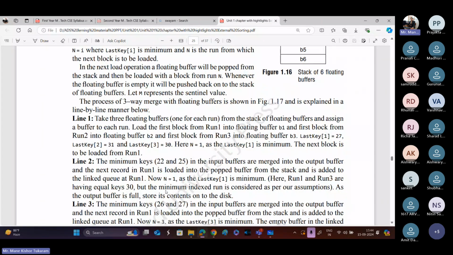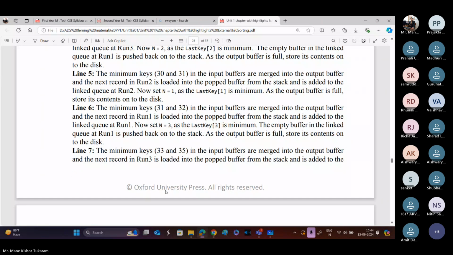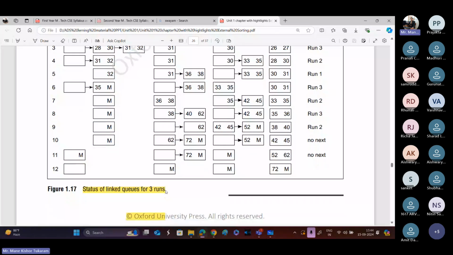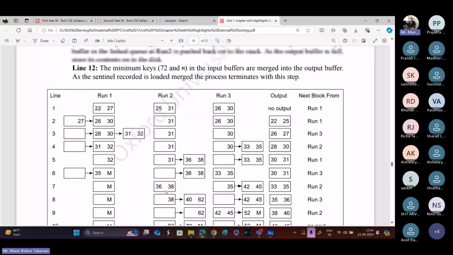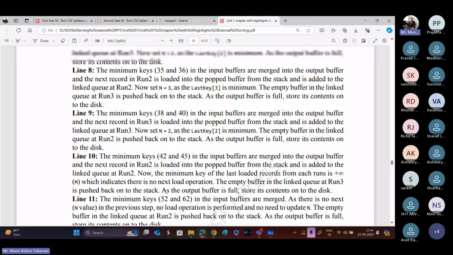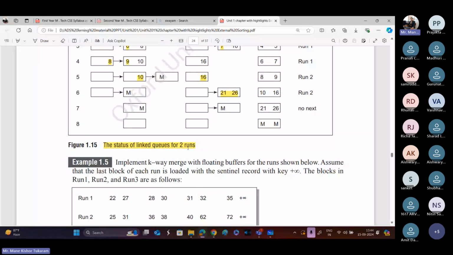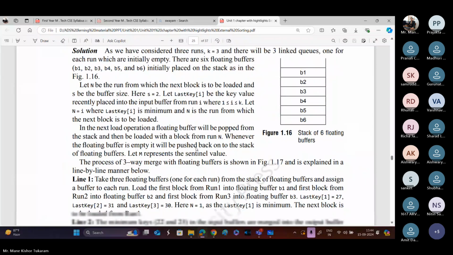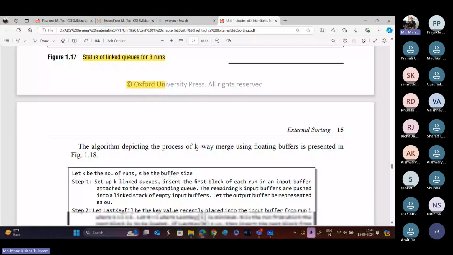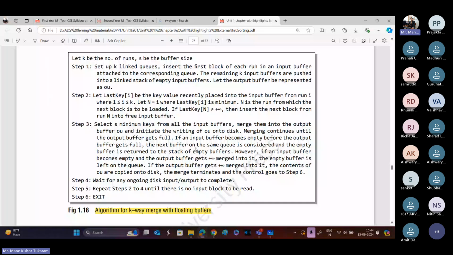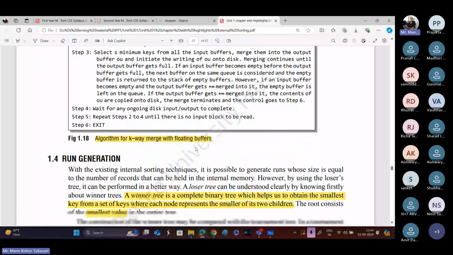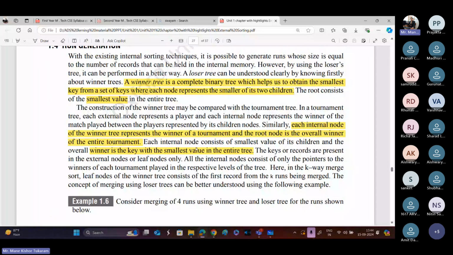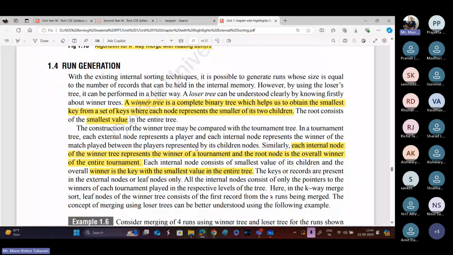The next one, so this is again the same example with 3 runs. The above example is with 2 runs, that is the status link queue with 2 runs, and this example is with 3 runs. So once you read the examples, you can easily get the particular contents. Then next one, that is run generation.